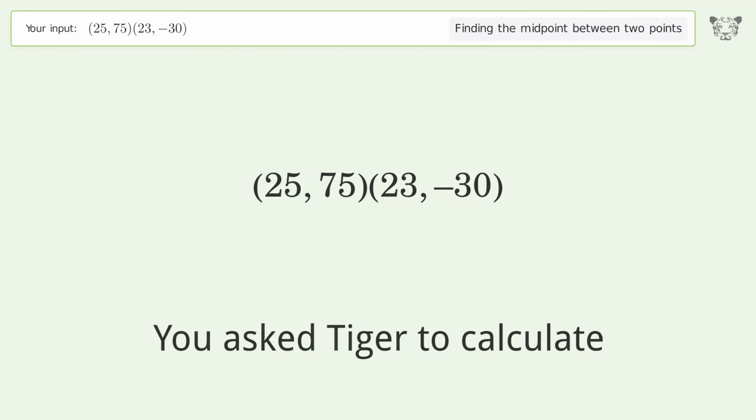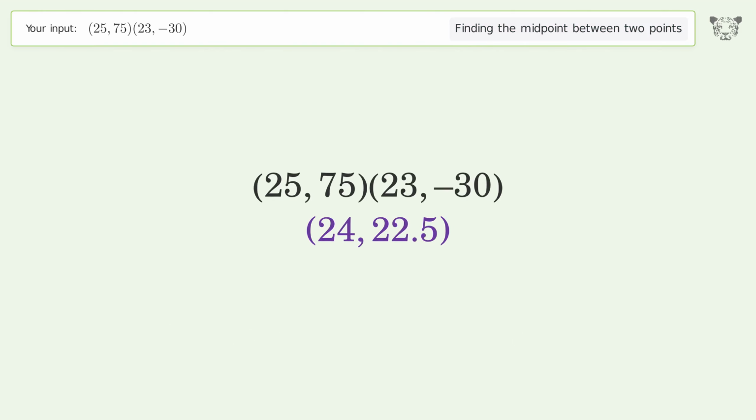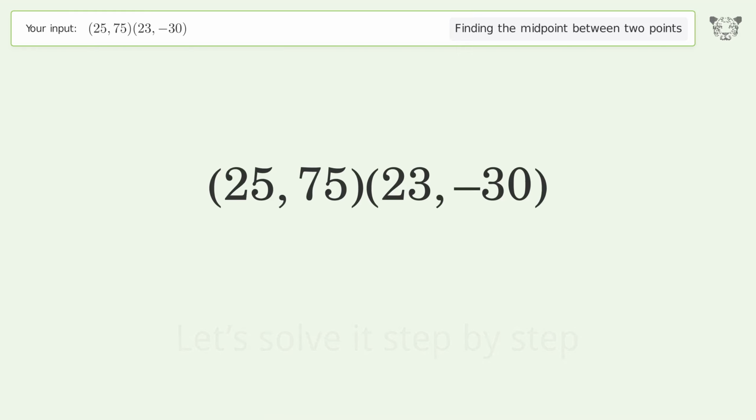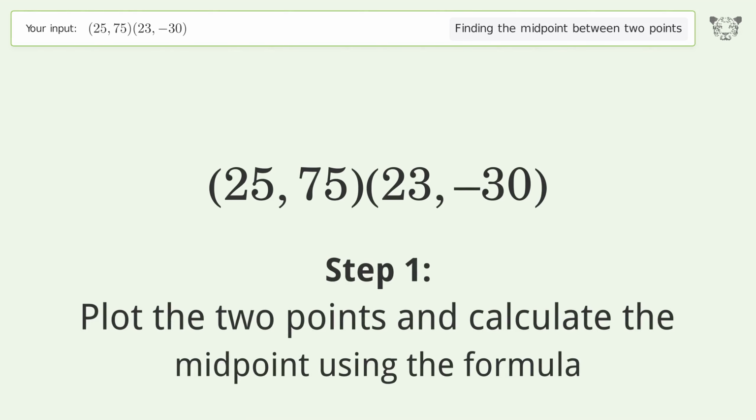You ask Tiger to calculate. This deals with finding the midpoint between 2 points. The midpoint between the 2 points is 24, 22.5. Let's solve it step by step. Plot the 2 points and calculate the midpoint using the formula.